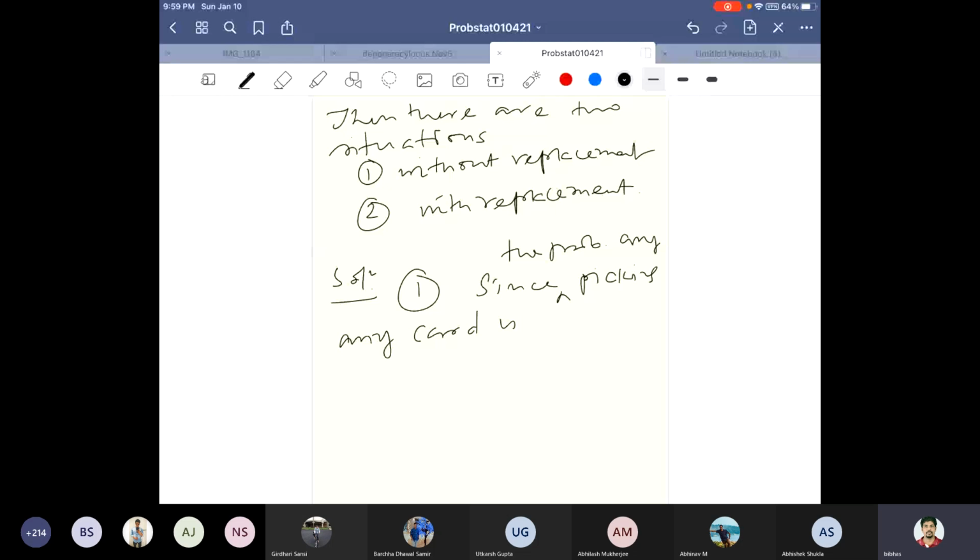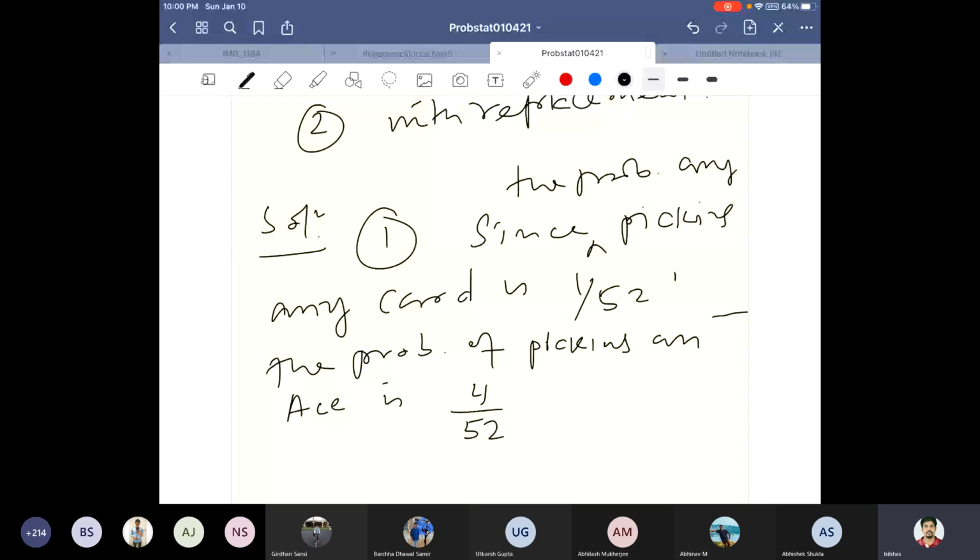Now once you do that, and if you do not replace it, my original question was, what is the probability that two successive cards are chosen and both are aces? Once you pick the first one, the probability of having an ace is 4 by 52. If you do not do the replacement, you are using the conditional probability here. This has occurred, so this is the first event. Let's say that this event is A. If that has occurred, then what is the probability that the next time when you are picking the second card, that will also be an ace? If this has occurred, then the remaining cards are 51, and out of them 3 are aces. So this is the answer.